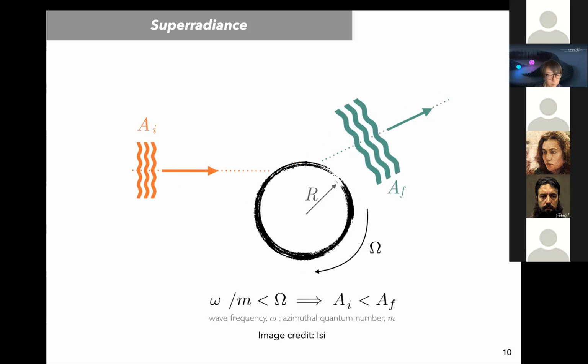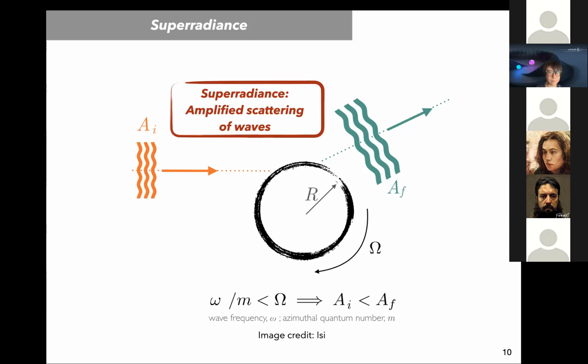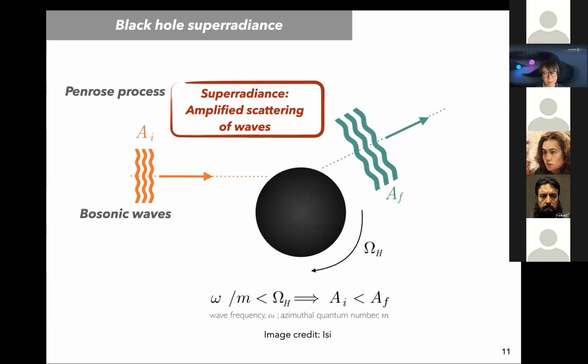In the case of incoming waves, if the angular frequency of the wave is smaller than the angular speed of the cylinder, the wave is scattered with a larger amplitude. Simply speaking, superradiance is a phenomenon of amplified scattering of waves. Next, we can replace this cylinder with a rotating black hole, with some incoming bosonic waves. If the angular frequency of the wave is small enough, the wave gets amplified, and that means it extracts the rotational energy from the black hole, as in the Penrose process.